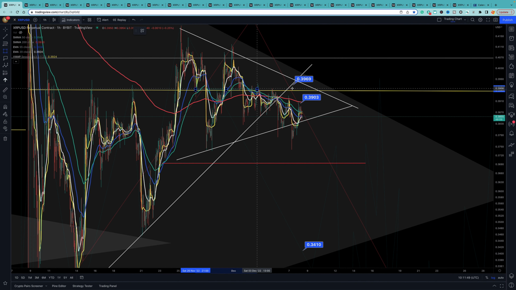We could have one more trip up and down possibly. But it does look like it's on its way. It's only a matter of time.